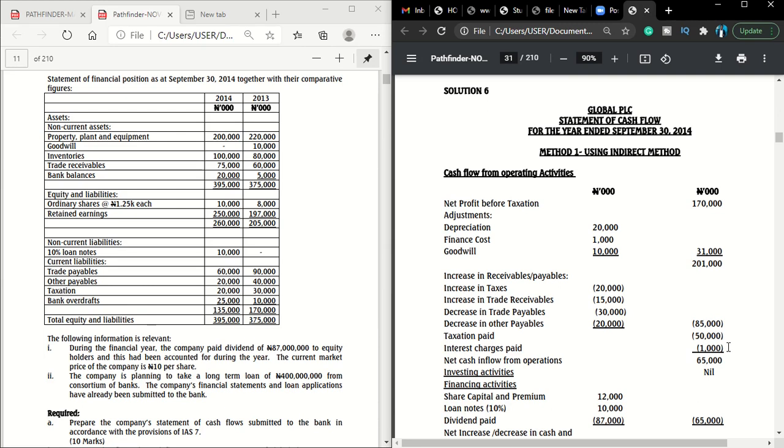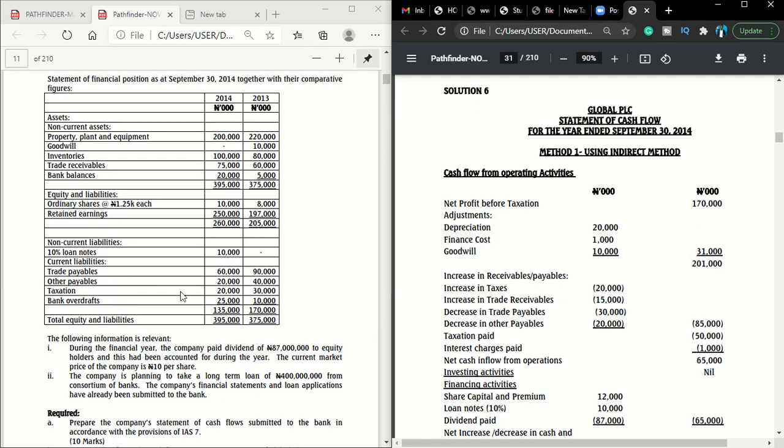After I've done my interest charge, the next thing is to determine my taxation. So how do I determine my taxation? Very easy. Let us come to our statement of financial position. Do we have any tax there before? Yes. If you check here, you can see taxation. So we have taxation as at the beginning to be 40,000.